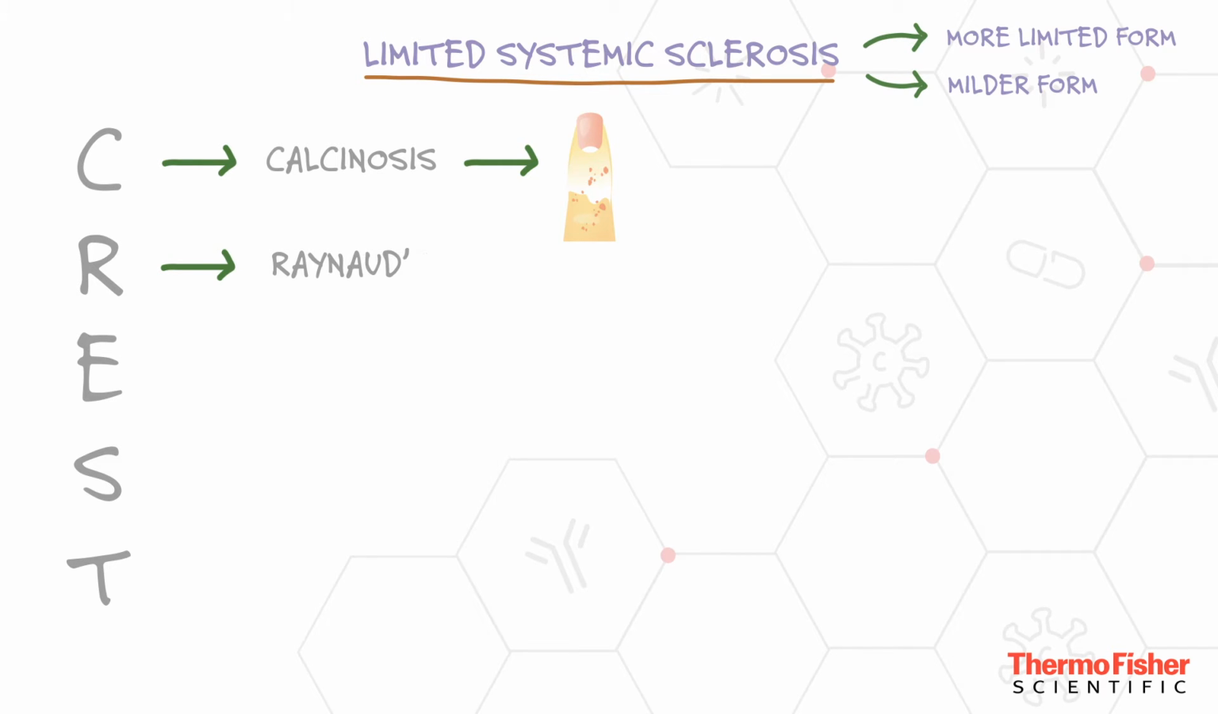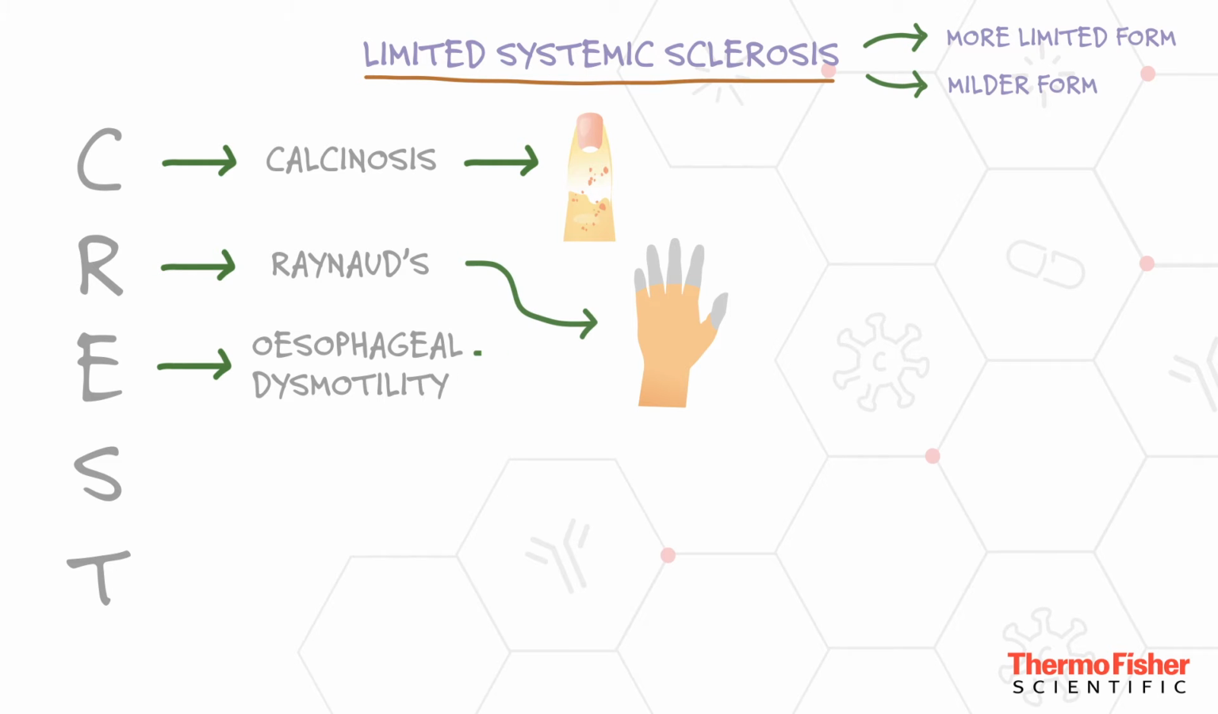R for Raynaud's phenomenon, which is when the fingertips go completely white and then blue in response to even mild cold. It is caused by vasoconstriction of the vessels supplying the fingers. This commonly occurs without any associated systemic disease. However, it is a classic feature of systemic sclerosis. E for esophageal dysmotility, caused by connective tissue dysfunction in the esophagus. This is commonly associated with swallowing difficulties, acid reflux, and esophagitis.